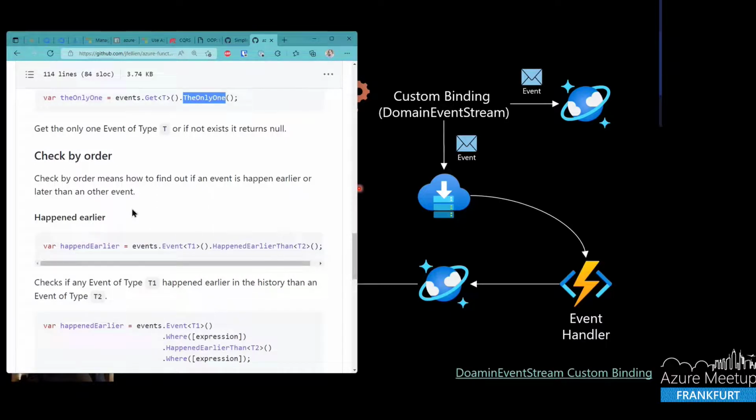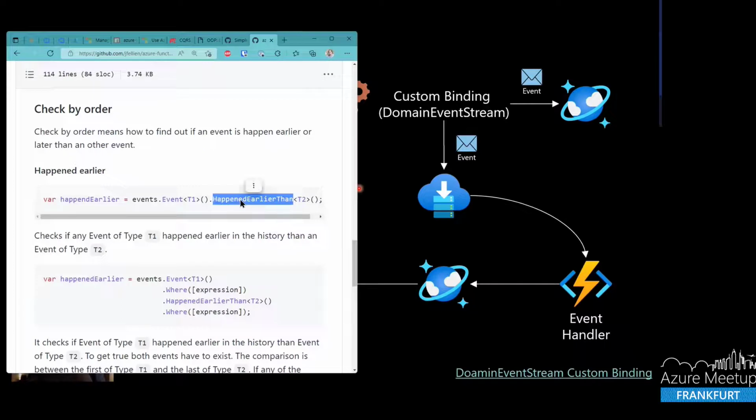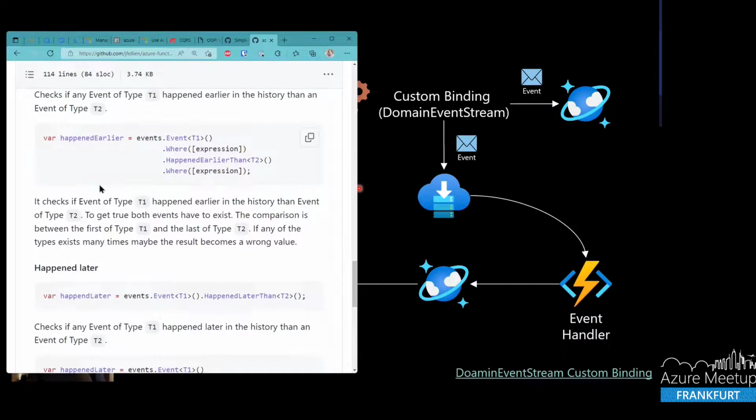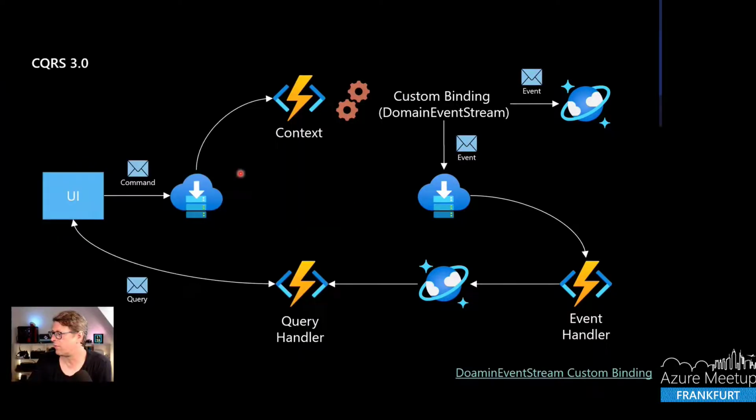Yes, I can ask something here: did event type 1 happen earlier than event type 2, and so on. And this is possible because of the path that I've learned how to deal with the stream. So I've created an API on this specific custom binding object thing.